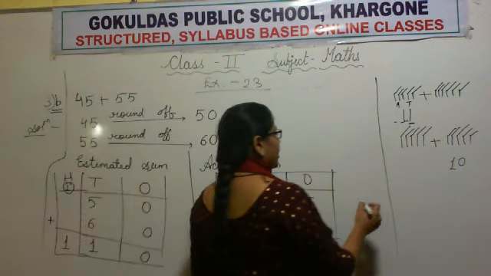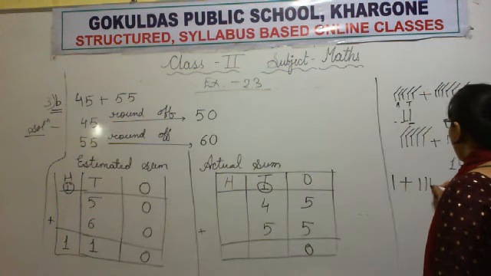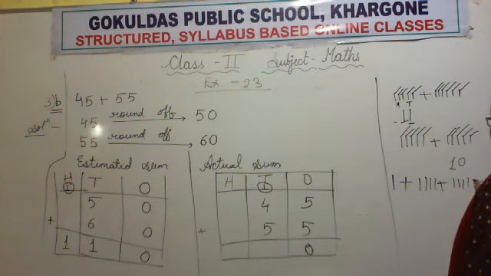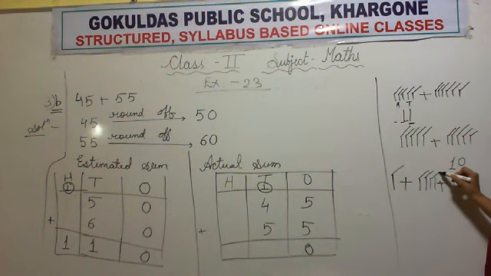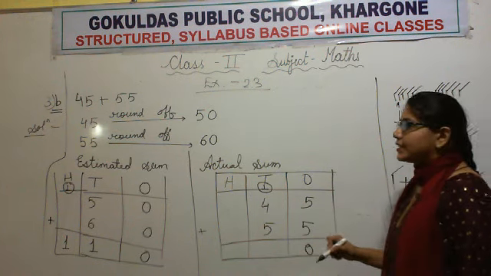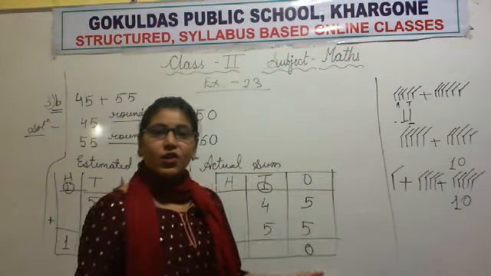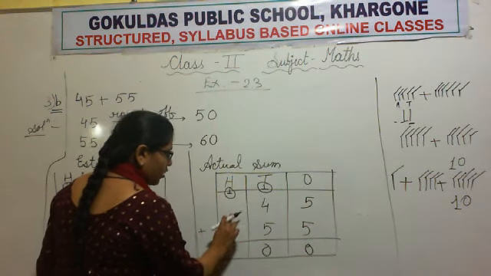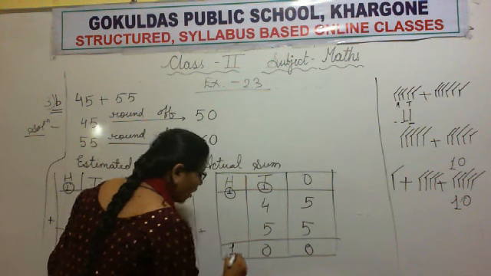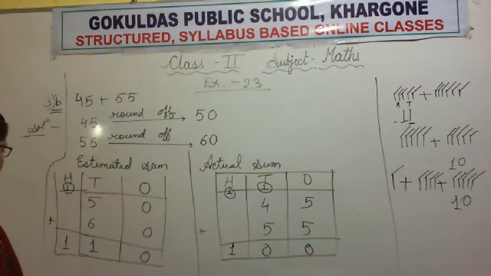Okay. Now 1, 4 and 5. 1 stick, 4 sticks and 5 sticks. Let's add them all. 1, 2, 3, 4, 5, 6, 7, 8, 9, 10. Again we got a 2-digit answer. So what will we do? We will regroup it. Okay. No number is there, so we will write 1 as it is.